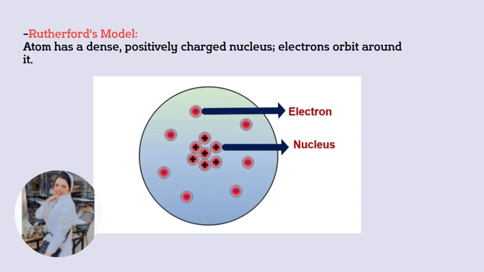The second model, which described the shape of the atom, is the Rutherford model. He discovered that the center of the atom, which is the nucleus, as I said before, is very small, heavy, and has a positive charge. The tiny electrons move around the nucleus, just like planets move around the sun. So the atom here is not like a soft ball, like in the Thomson model, but like a mini solar system.